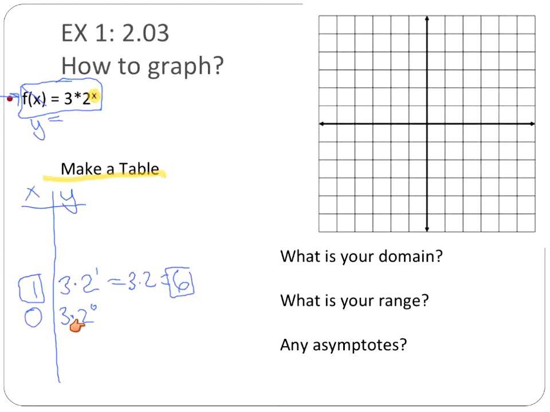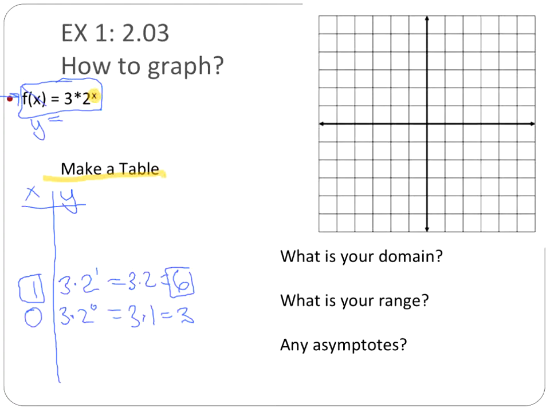Anybody remember from the past what anything to the 0 power is? It's not 0. It's actually a 1. So anything to the 0 power, the 2 to the 0 becomes a 1. So I'm going to get 3.